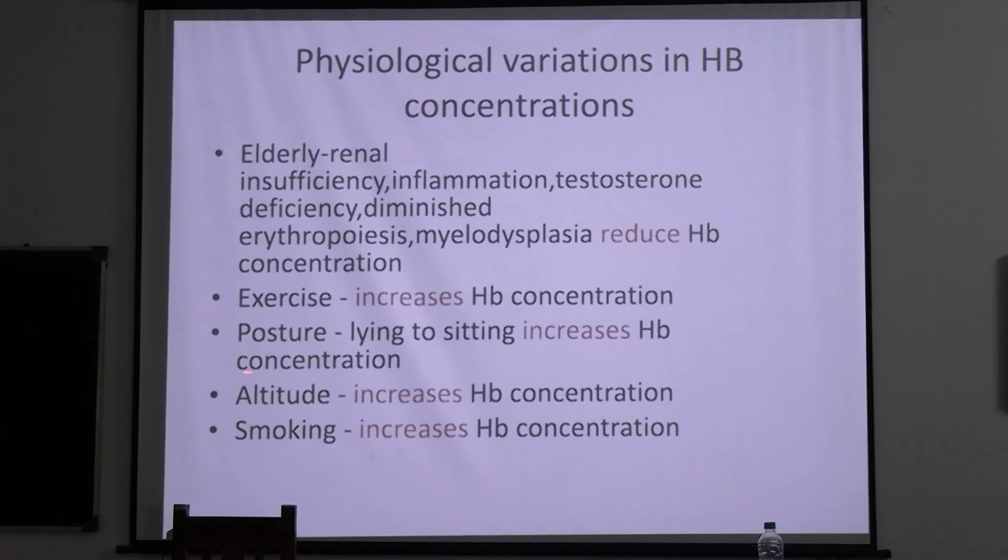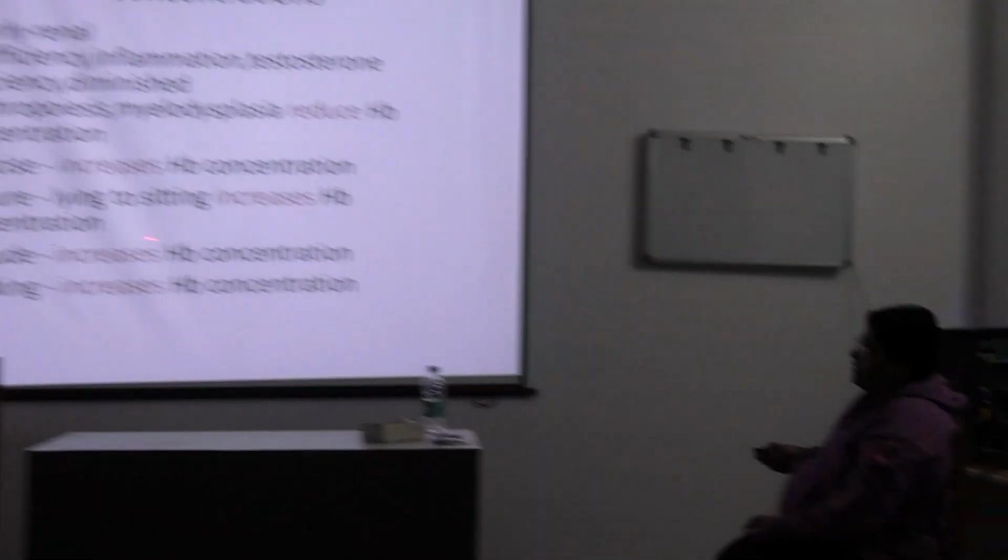Now, altitude, you all have learnt about altitude sickness. People who live in the higher altitude areas have increased hemoglobin concentration so that they can carry more oxygen. In the higher altitude, the oxygen concentration in the air is low. So, the hemoglobin has to carry more oxygen. So, there is increased concentration of hemoglobin.